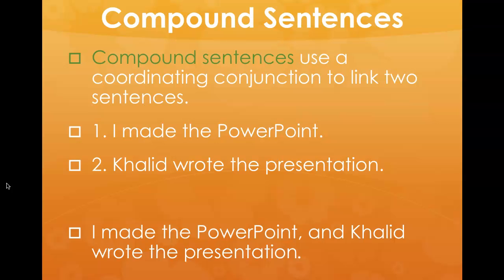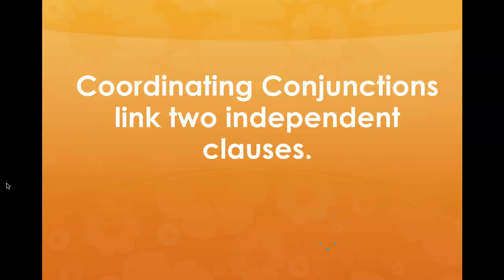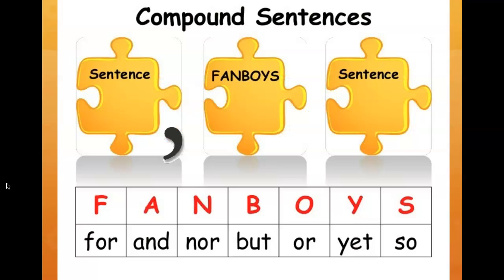So we have sentence 1, coordinating conjunction in the middle, and sentence 2. For example, I made the PowerPoint, Khalid wrote the presentation. If we want to combine these sentences into one sentence, we can use a coordinating conjunction. I made the PowerPoint and Khalid wrote the presentation. This is using a coordinating conjunction and is a compound sentence. Coordinating conjunctions link two independent clauses, and it's very easy.